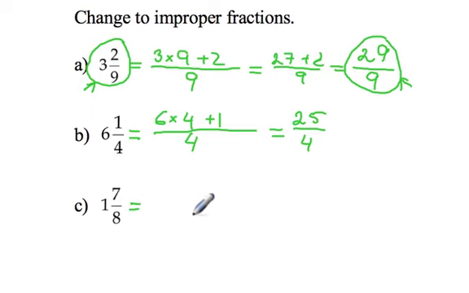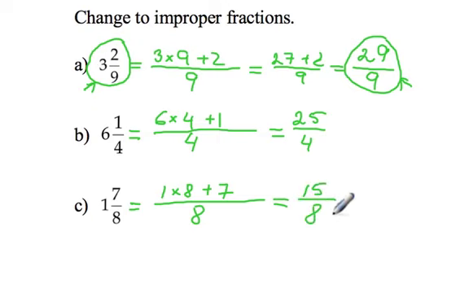Question C, we have denominator of 8, 1 times 8 plus 7, and that equals 15 eighths. The way you can check yourself is try to change it back to a mixed number. So think, how many times 8 fits into 15? That's once. And how much is left over? Well, if I subtract 8 from 15, I have 7/8 left.